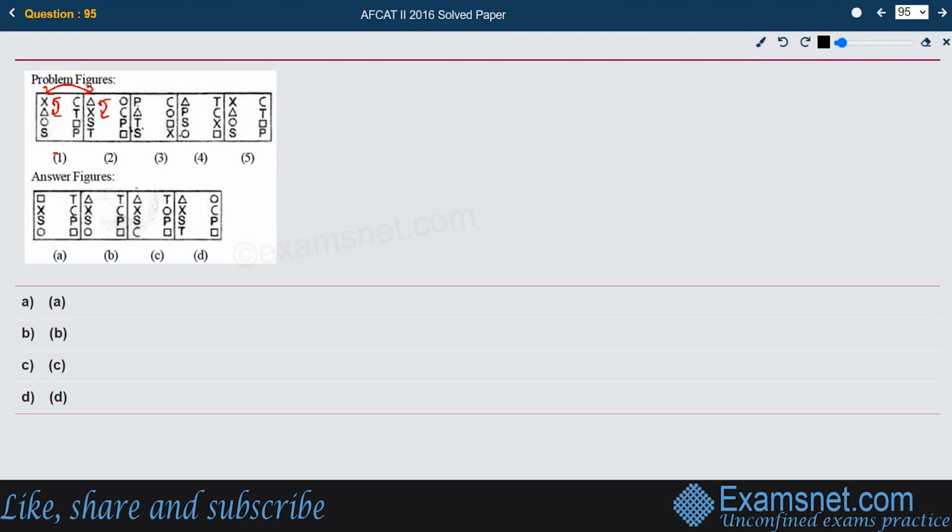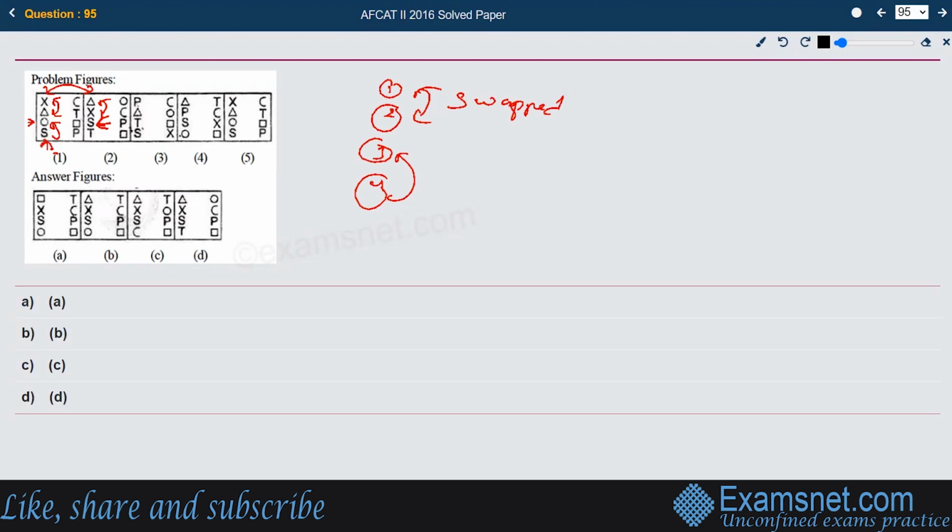Okay, what's happening in the third figure? This is a circle, this is an S. So S was available at the fourth position, it has been taken up to the third position. See, this is where the third position is, it has been taken up here. So what is done? First two have been swapped, and the fourth figure should come down as the third figure. This is the second step.